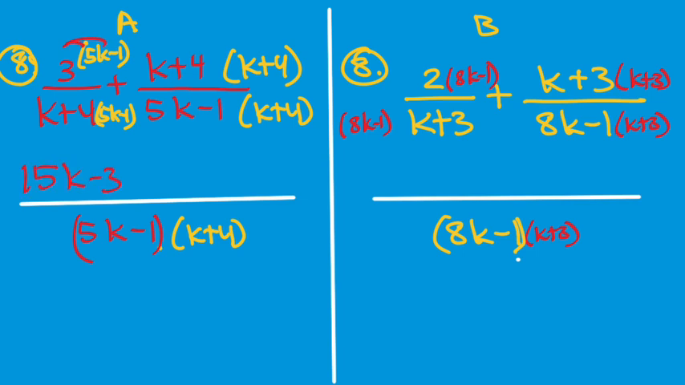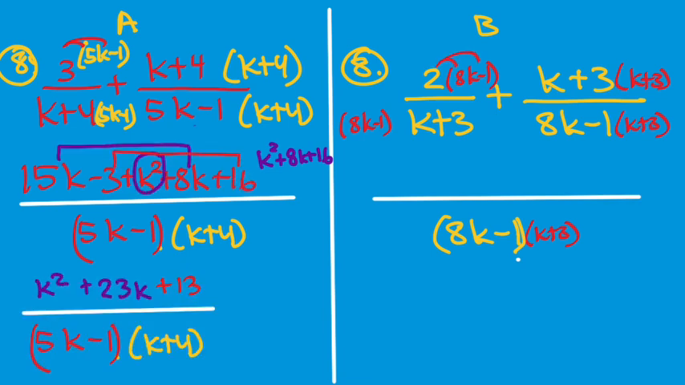So I distribute the 3, but with k plus 4 times k plus 4, I need to use box. K plus 4 times k plus 4 gives me k squared, 4k, 4k, and 16. So I have k squared plus 8k plus 16. So I have to combine that in here and combine my like terms, and I get my final answer.